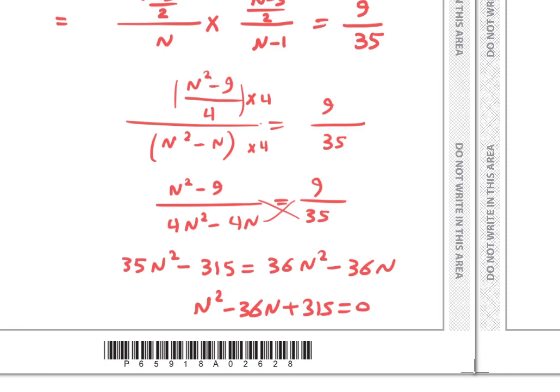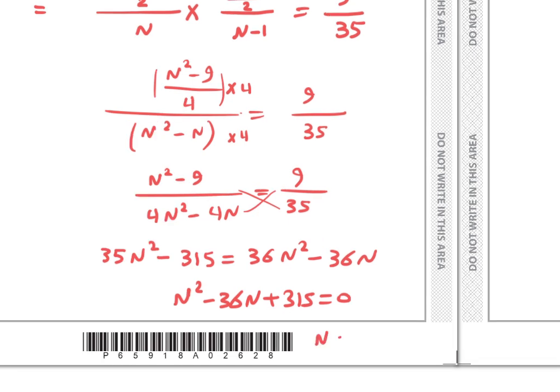Now you can solve using factorization, or you can use a calculator and enter a, which is 1, b, which is negative 36, and c, which is 315. You get these values. n equals 15 and n equals 21. So the two brackets, (n minus 15) and (n minus 21) equals 0. And the two possible values are 15 and 21.